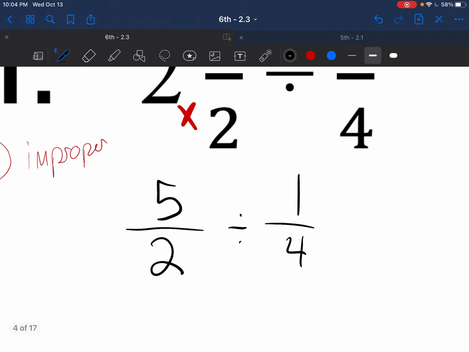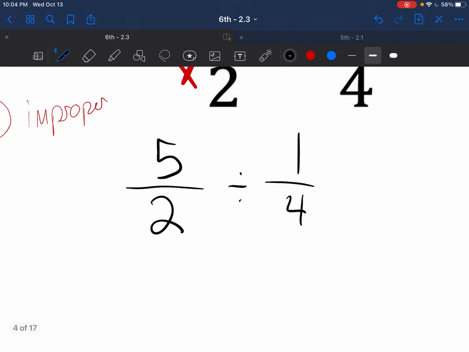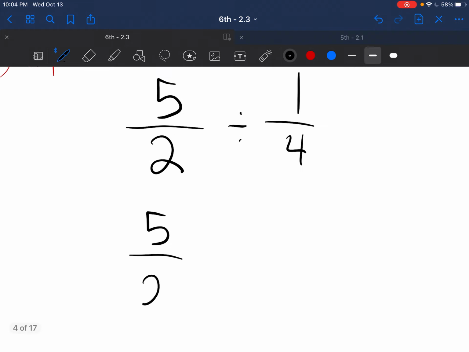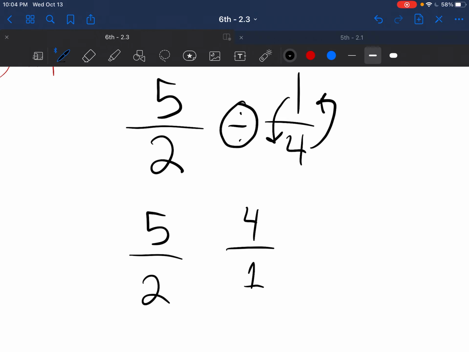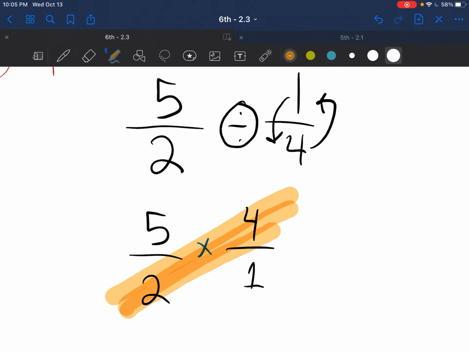Alright, so step 2, we wrote it down. Step 3, we want to flip the second fraction. So you now have 5 over 2, and we're going to flip this. This goes over there, and that goes over there. So you now have 4 over 1, and then we said the division sign turns into a multiplication sign. Normally we would multiply straight across, but ladies and gentlemen, do you notice anything that we can do? Yes, we can simplify. So let's simplify.